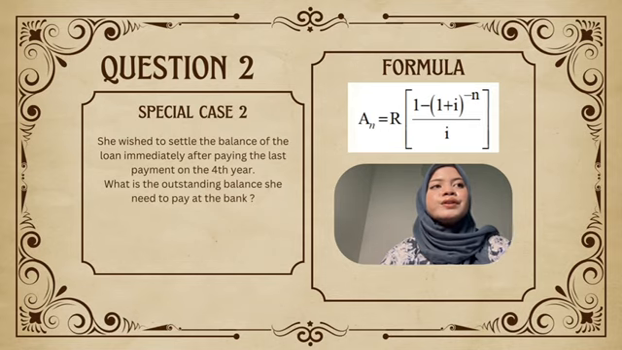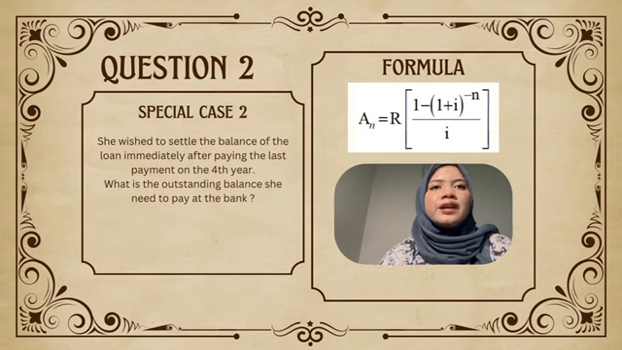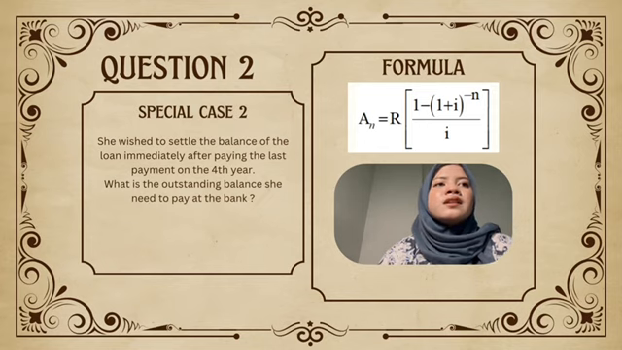Now we're going to move on to question 2, special case 2. The formula that we can use is A sub N equals R times open bracket 1 minus open parenthesis 1 plus I close parenthesis raised to the power of negative N divided by I and close the brackets. The question is, she wished to settle the balance of the loan immediately after paying the last payment on the 4th year. What is the outstanding balance she needs to pay at the bank?